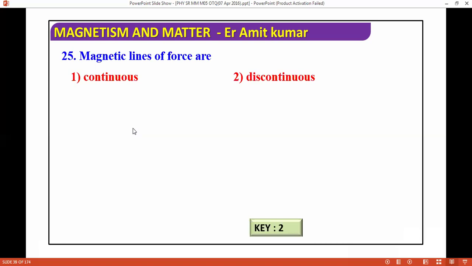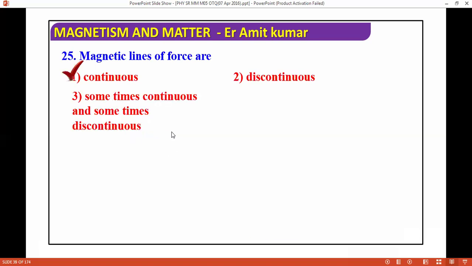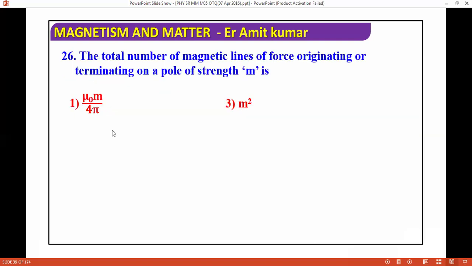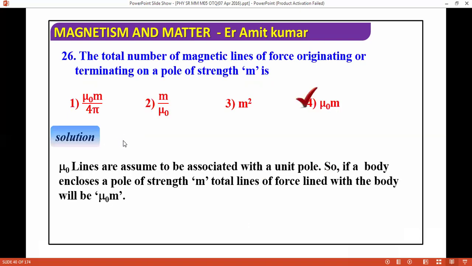Next question: magnetic lines of force are continuous or discontinuous. So magnetic lines of force are continuous. All of you know. Next question: the total number of magnetic lines of force originating or terminating on a point pole of strength M is. This is a very easy and good question. So that is mu naught times M. Mu naught lines are assumed to be associated with each unit pole. So if a body encloses a pole of strength M, the total lines of force linked with the body will be mu naught times M.